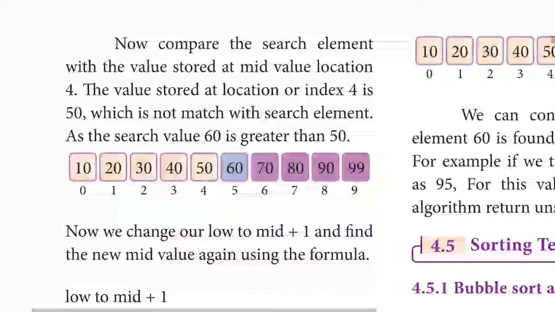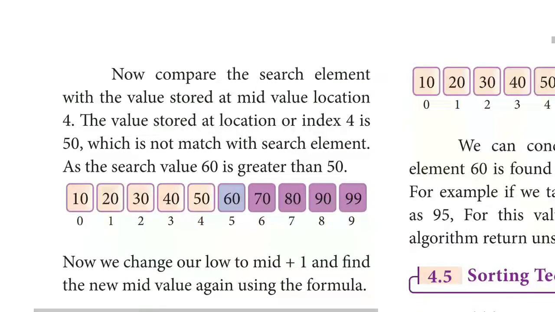Now it calculates the mid again. Now compare the search element with the value stored at the mid value located at index 4. The value stored at index 4 is 50, which does not match the search element.